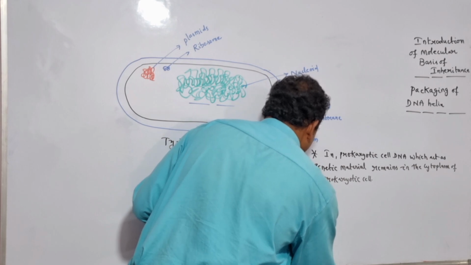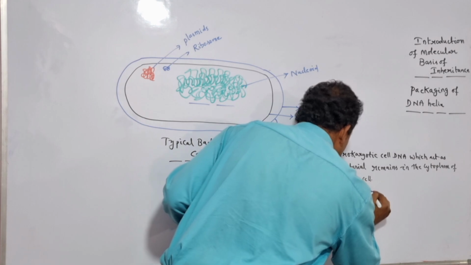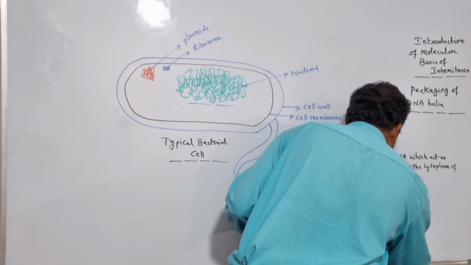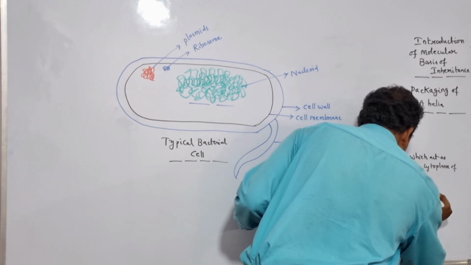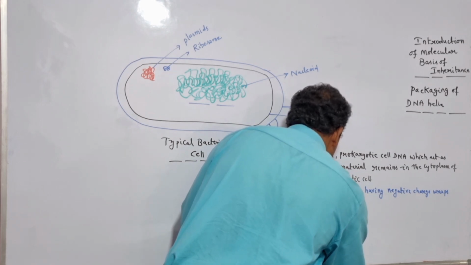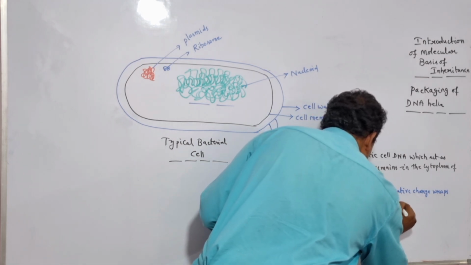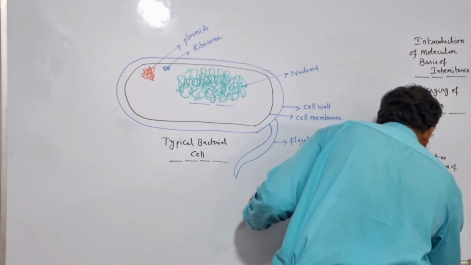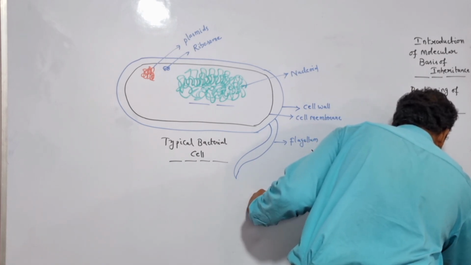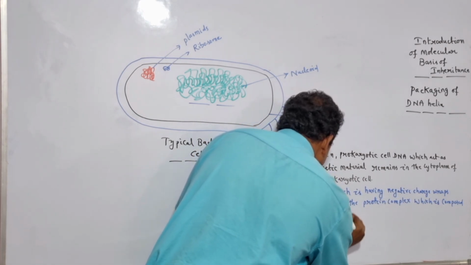DNA which is having negative charge wraps around the protein complex which is composed of positively charged amino acids.